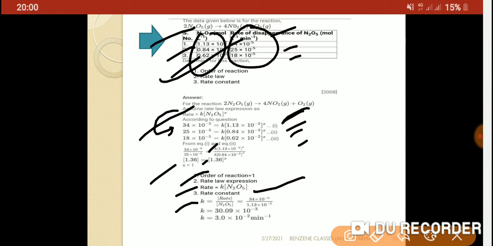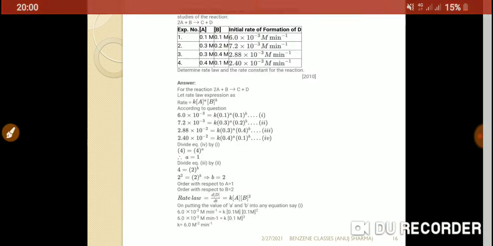Rate equal to k [N2O5]. You can find the rate constant by transferring N2O5 and dividing it into the rate, then you will get the answer easily. The rate constant is 3 into 10 to the power minus 2 minute inverse. Okay, so move on to the next slide.